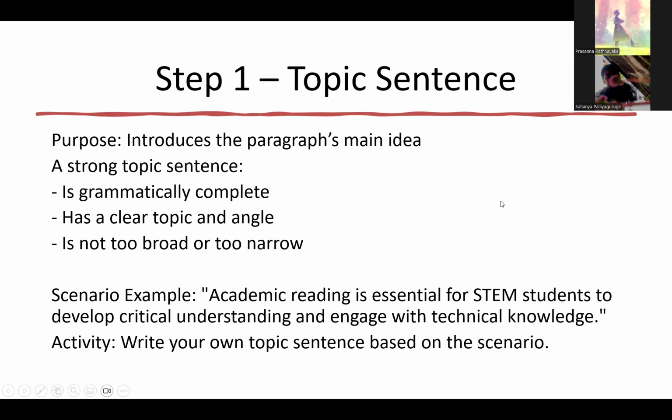Look, here's an example. Introduce the paragraph's main idea. That is the purpose of the topic sentence. And a strong topic sentence, keep in mind, is grammatically complete, has a clear topic and angle. And you must be wondering what this angle is, right? It's not too broad or too narrow.